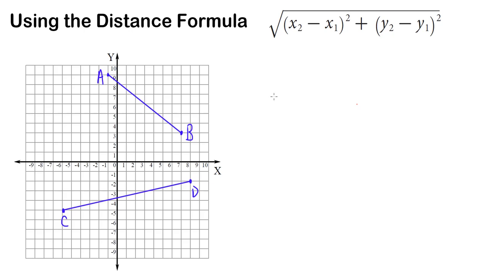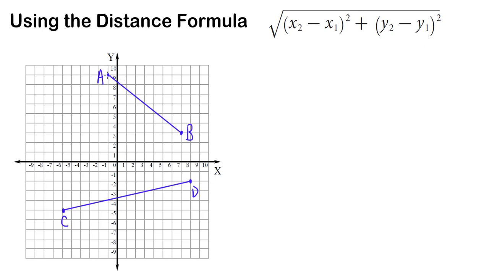Let's talk about using the distance formula to find the length of a line segment on a coordinate plane. So here's the distance formula right here: radical x2 minus x1 squared plus y2 minus y1 squared. Now the distance formula comes from the concept of right triangles and the Pythagorean theorem.